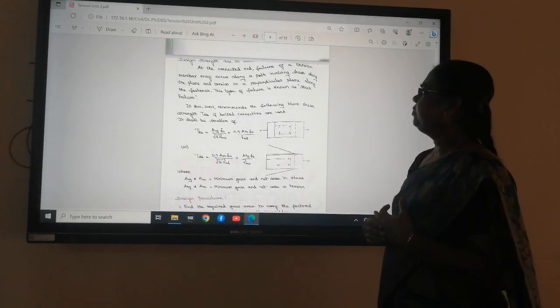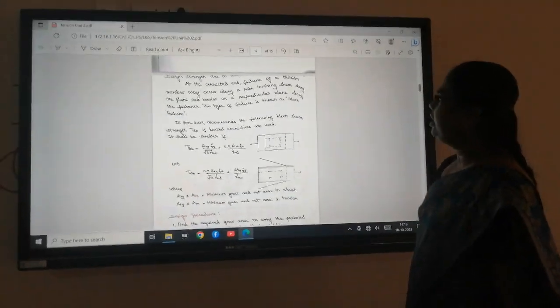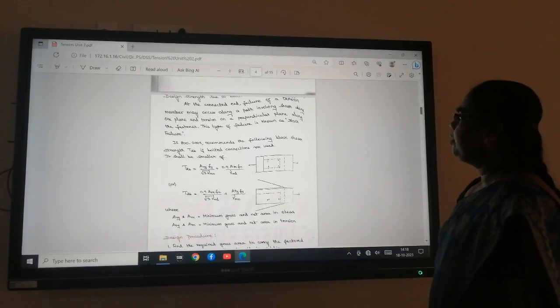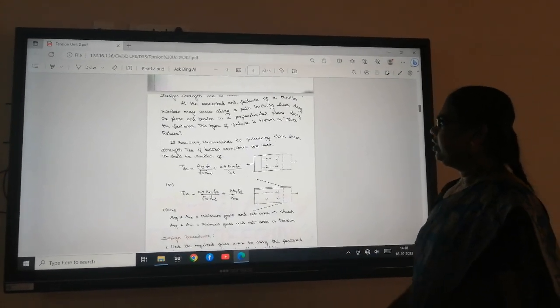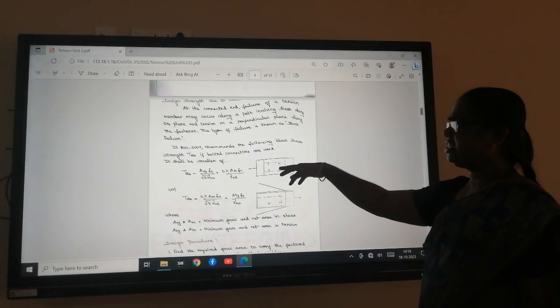strength of block shear. At the connected end, failure of tension member may occur along a path involving shear along one plane and tension on a perpendicular plane along the fasteners. This type of failure is known as block shear. Here IS 800 2007 recommends the following block shear strength.